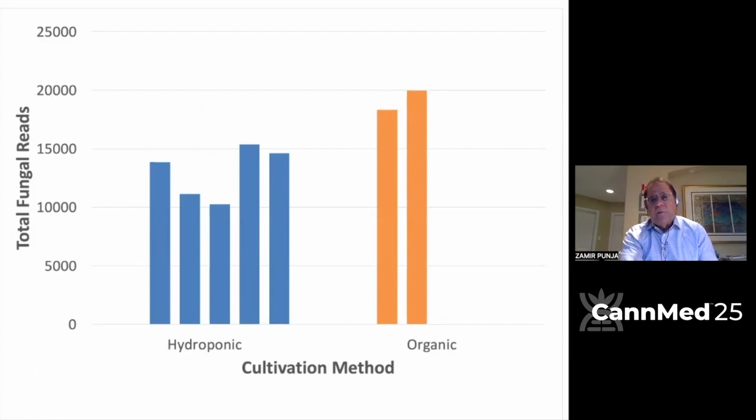In organic soils, you do have considerable amounts of microflora, and this is starting to show in terms of the percentage that are colonizing the various tissues. And we've seen this before when we've compared organic with hydroponic production. There's more microbes present in the organic.